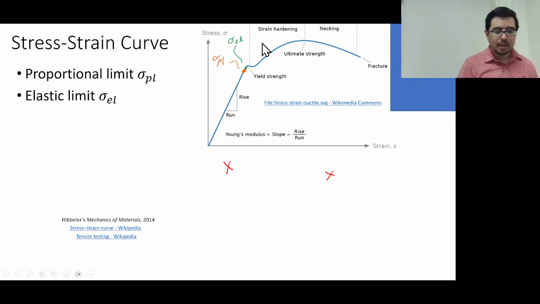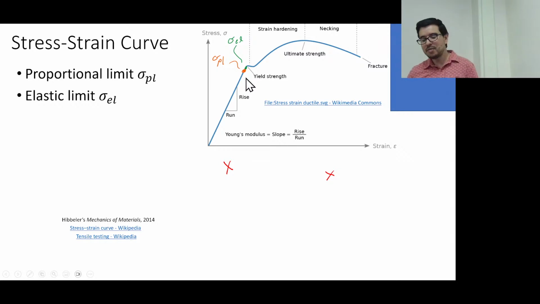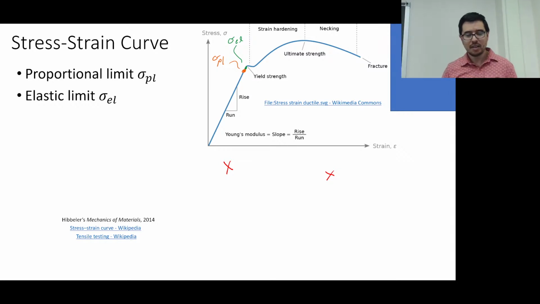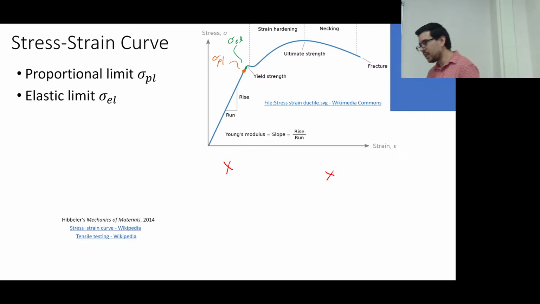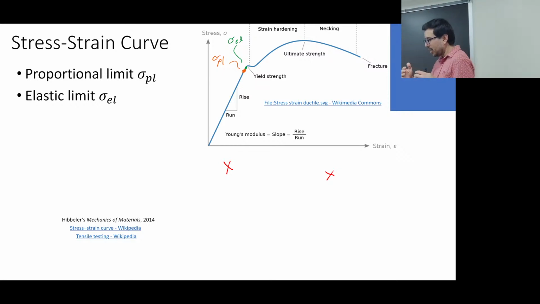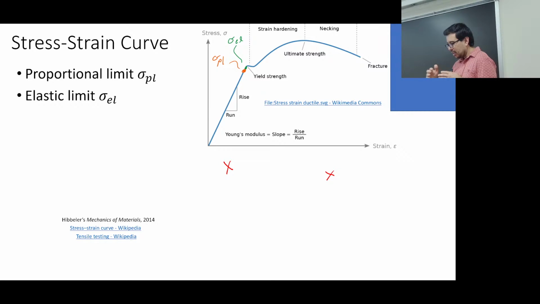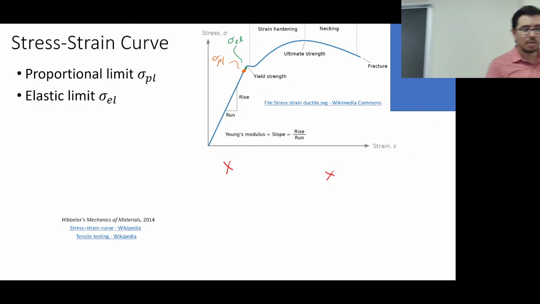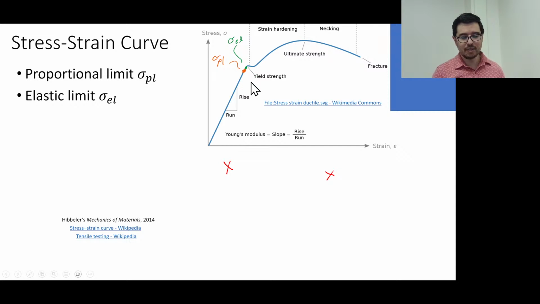Okay, but this elastic limit, all right, is kind of the end of when you can go back down and not have perturbed the material, shall we say. Okay, and what do we mean by perturb? Kind of, and that's why these are very close to each other.